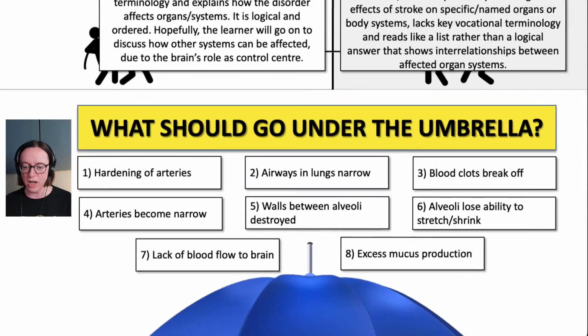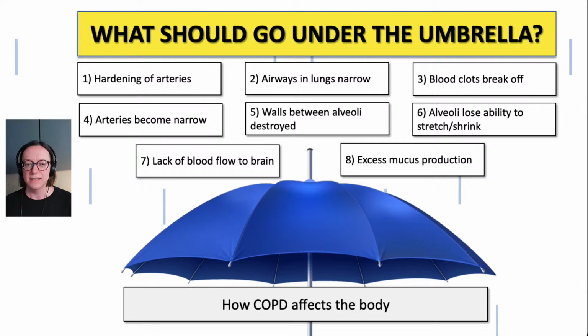Okay, so our final kind of theme tonight is going to be COPD. So what I want to know is what should go under the umbrella, and the umbrella is how COPD affects the body. So we've got 8 effects there. Some of them are directly linked to COPD. They are effects of COPD on the body. Some of them are not. So I'm going to give you 60 seconds to work out what goes under the umbrella.